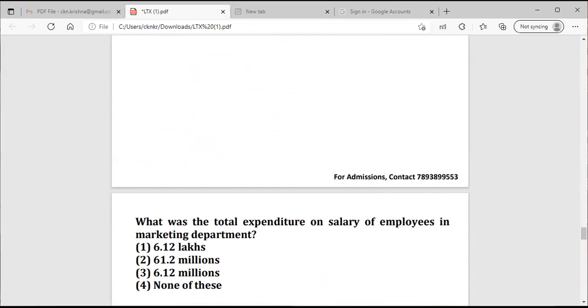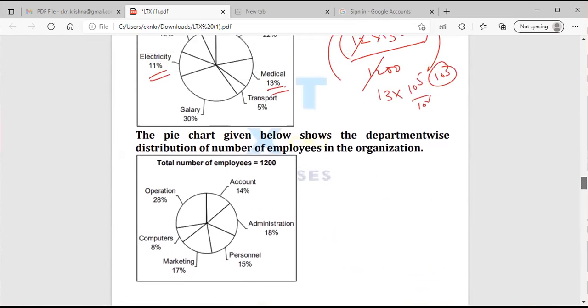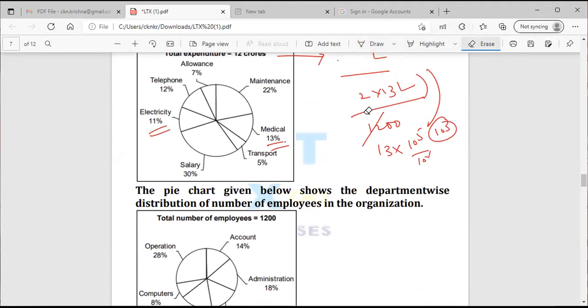What is the total expenditure on salaries of employees in marketing department? On salaries of employees in marketing department. Let's go to this one. Better thing is I just erase. Give me a second.